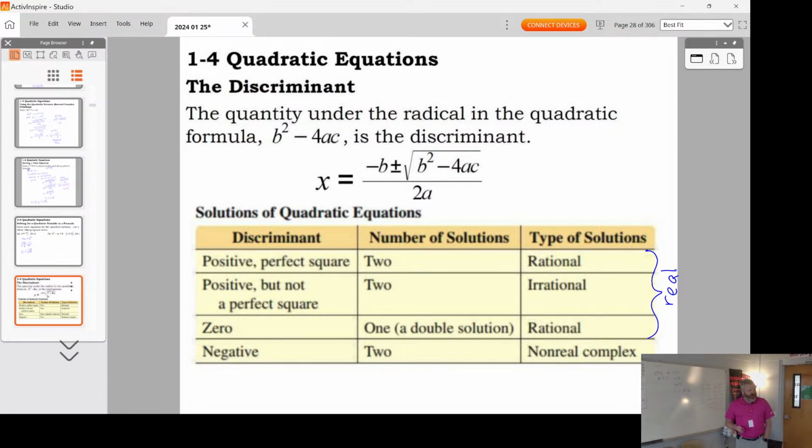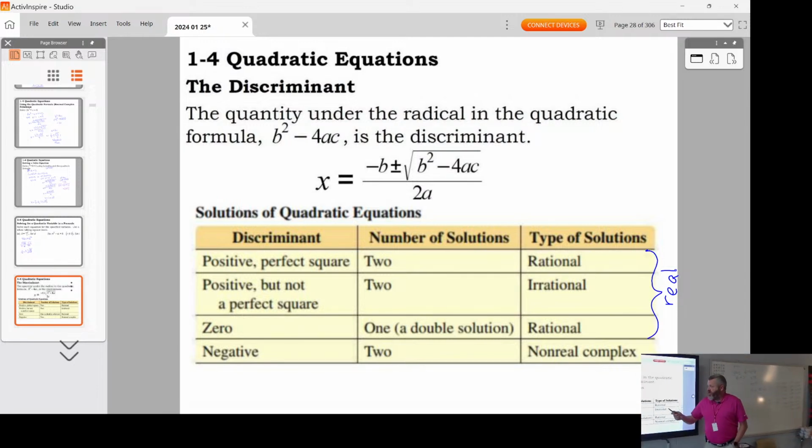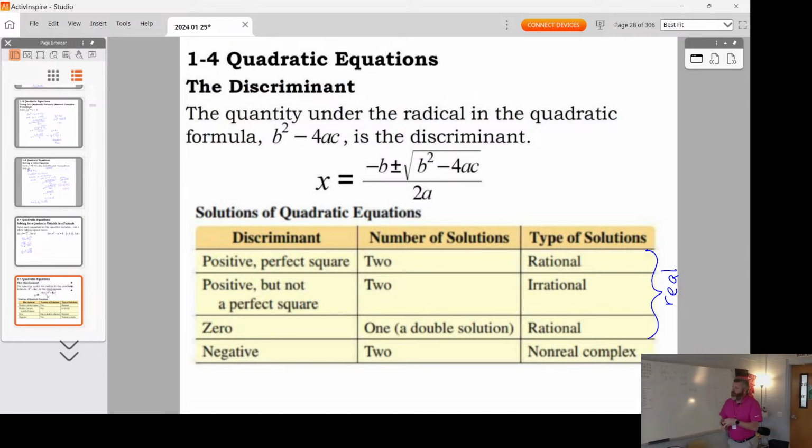Because remember, it's a quadratic, there has to be two answers. So if the discriminant is positive or 0, we're going to have real answers. If the discriminant is negative, we'll have complex answers. And there's going to be two of them, two imaginary solutions. Do y'all remember talking about this last semester? Okay.